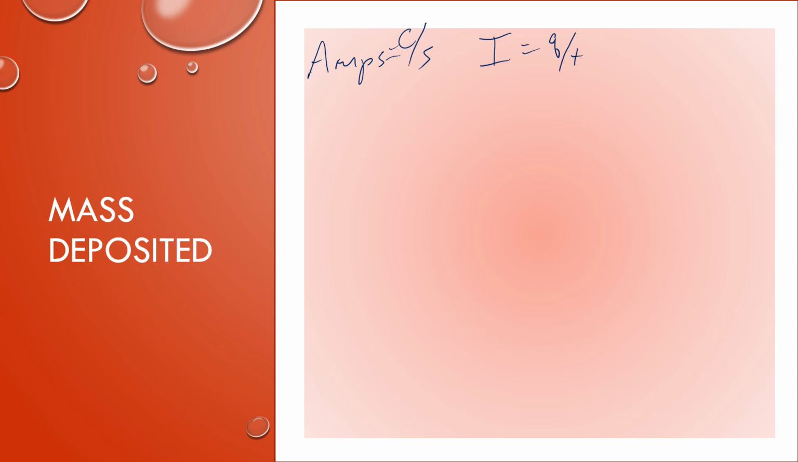So I find it unlikely that the questions related to this would have you use I equals Q over T. However, I do think it's possible that because you have Faraday's constant, you might be given an amount of charge and have to figure out how much metal is plated based on that amount of charge. And Faraday's constant is coulombs per mole of electrons, and the number is 96,500. That's given in your constants list in your data booklet.